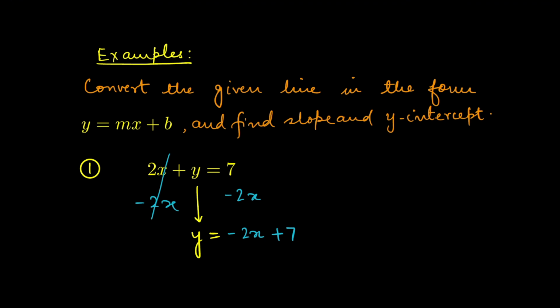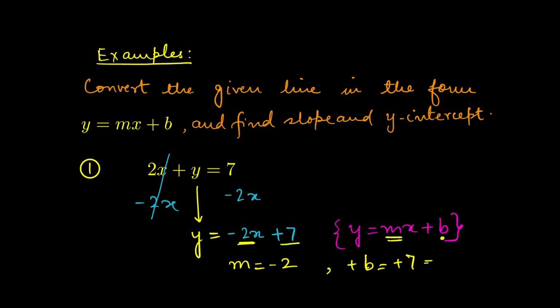Now if you compare it with the form y equals mx plus b, what is the m value? Whatever is the coefficient of x, that is the value of m. So m is equal to minus 2. And the b value, it's positive b, so we write positive b equals this positive 7. That means we get b as 7. So we get the value of b and the value of m.